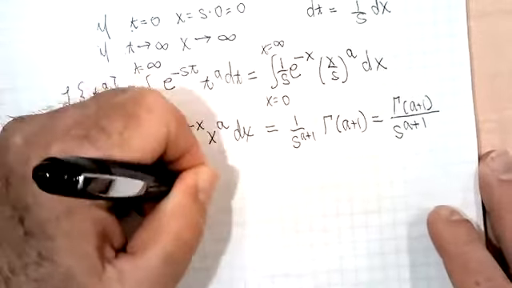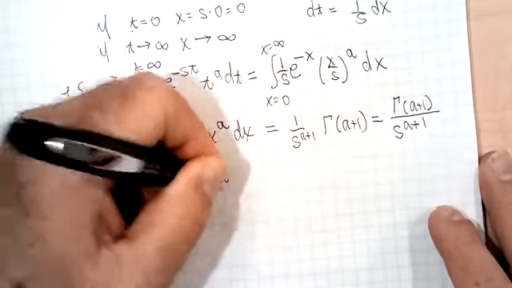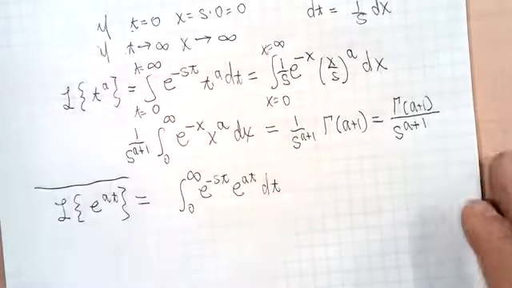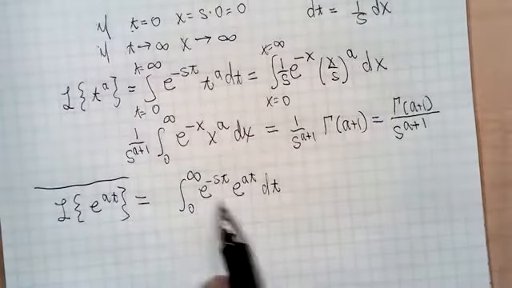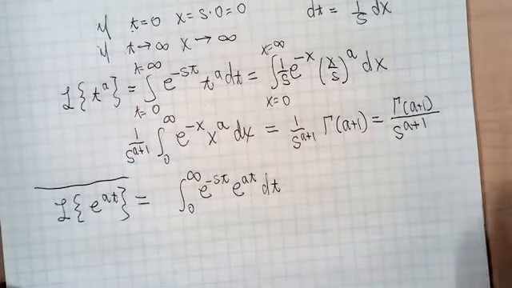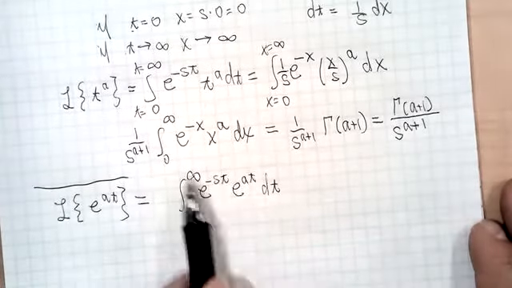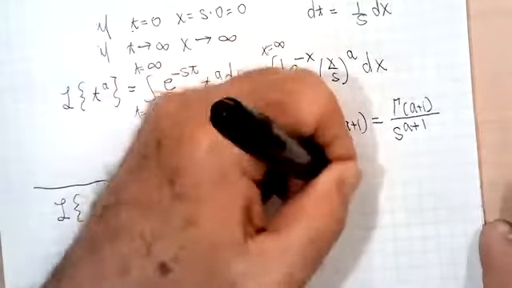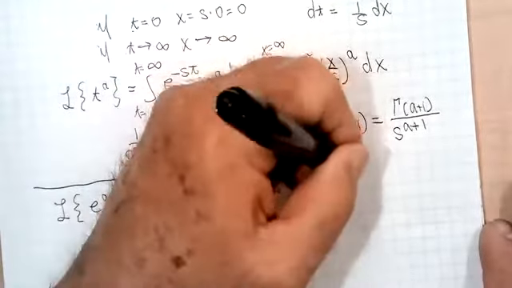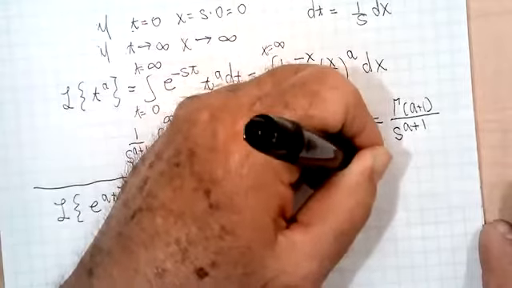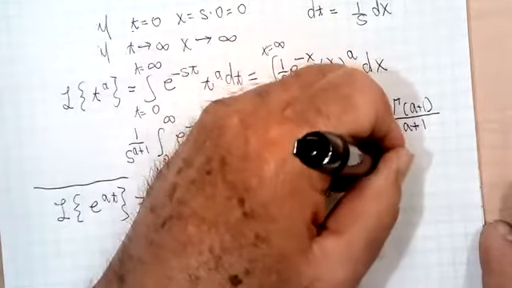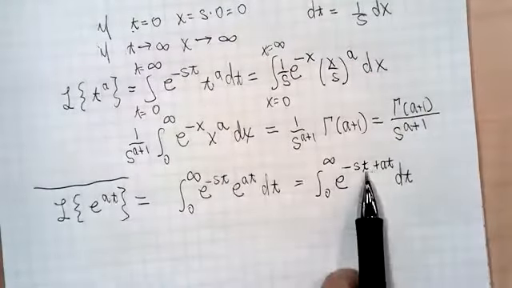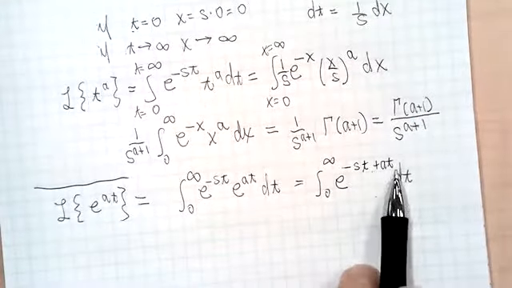Okay, the integral from 0 to infinity of e to the minus st times e to the at dt. We have a couple of exponentials, so we use like base and add the exponents. So the integral from 0 to infinity of e to the, let's take it in steps, minus st plus at, dt. And what I want to do is factor a t off of here.